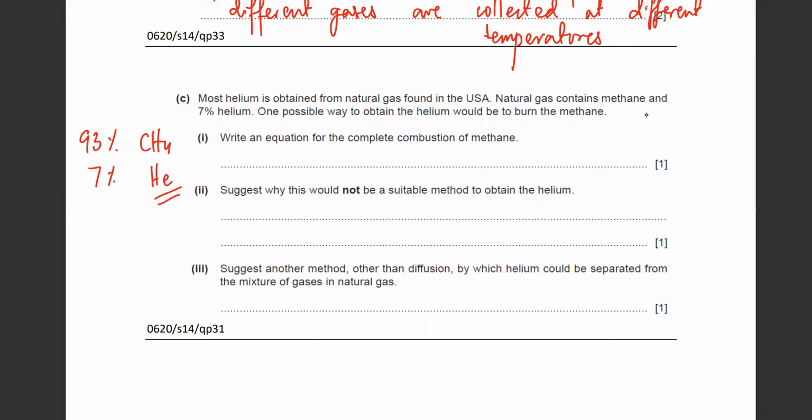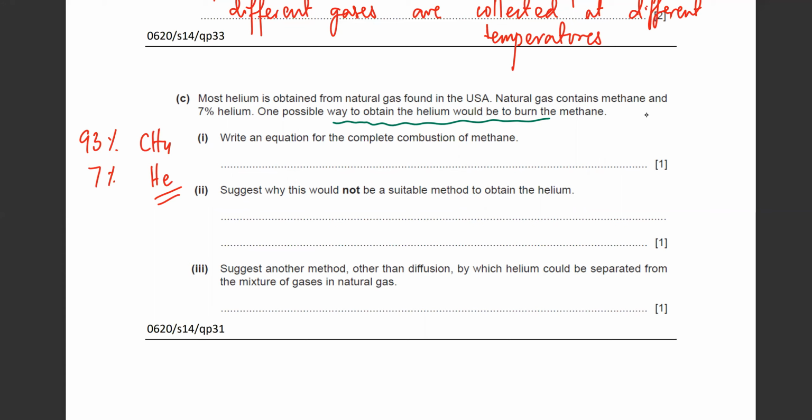That's a good point. But they're saying that's a method that works. So we're assuming that we're not finding faults with the method. What we are saying is why it's not a suitable method.